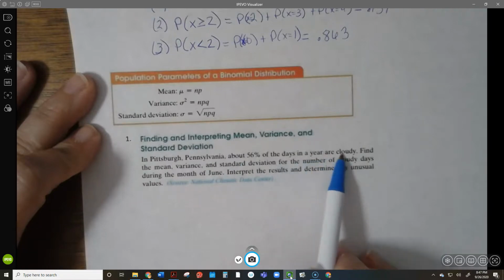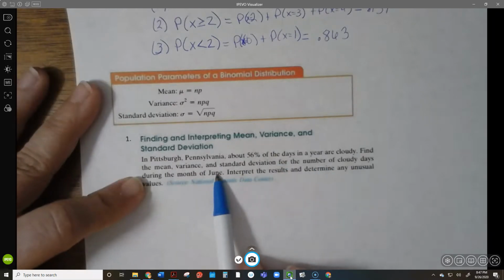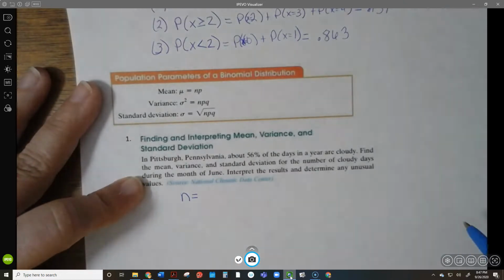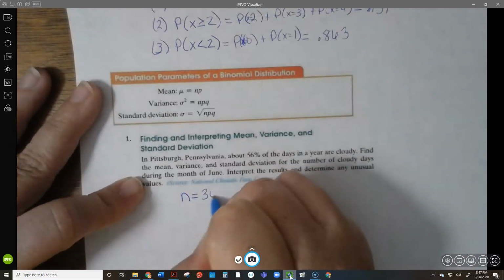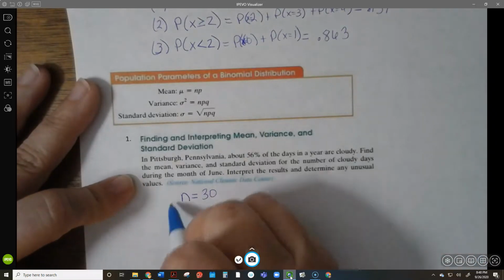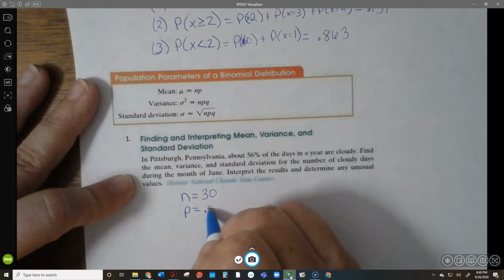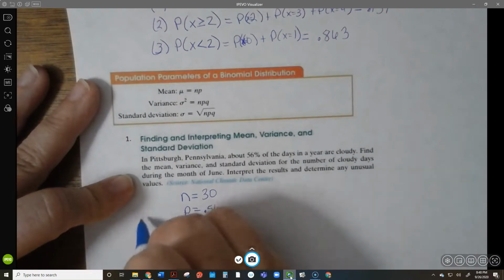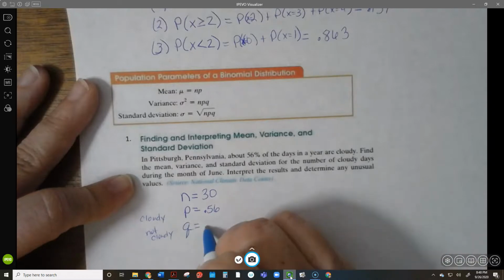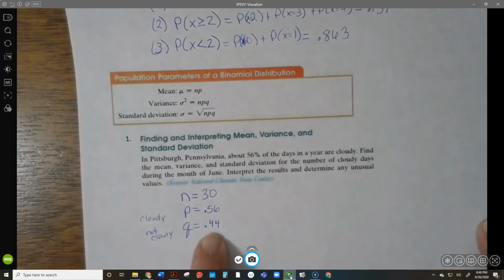56% of the days in a year are cloudy. Find the mean, the variance, and the standard deviation for the number of cloudy days during the month of June. So the month of June, the number of trials is the days in June. 30 days have September, April, June, and November. So June has 30 days. And probability of it being cloudy is 0.56. The probability that it's not cloudy is 1 minus 0.56, which is 0.44.